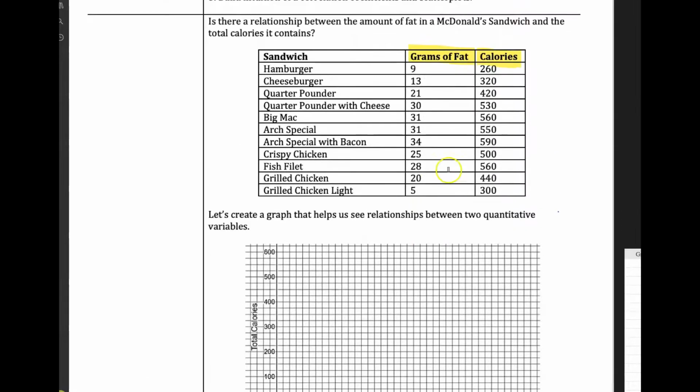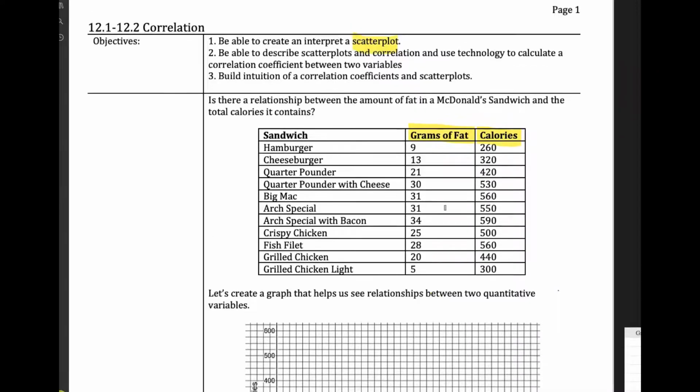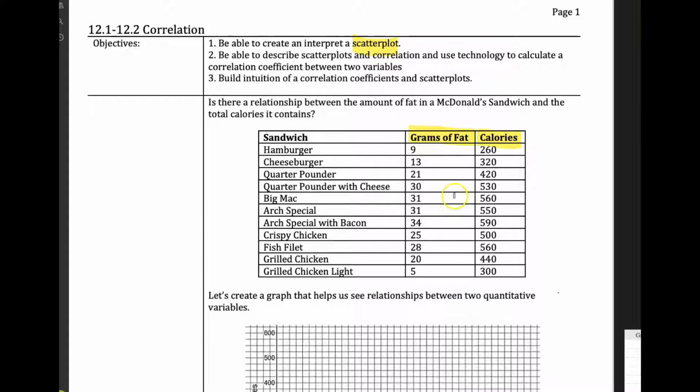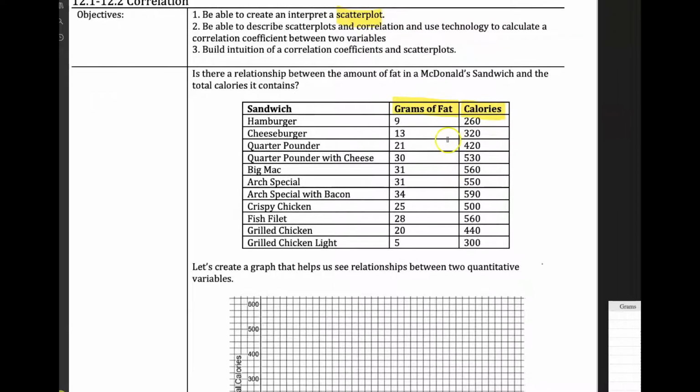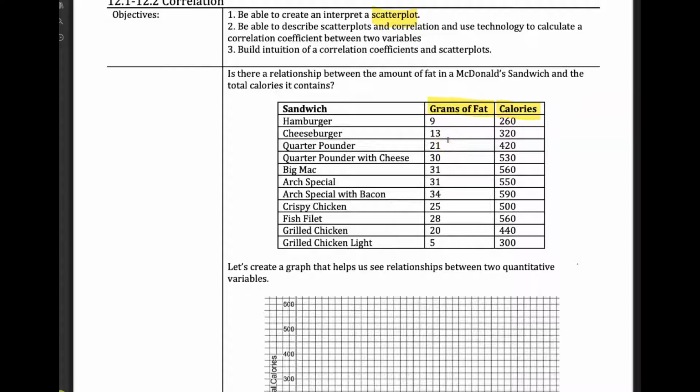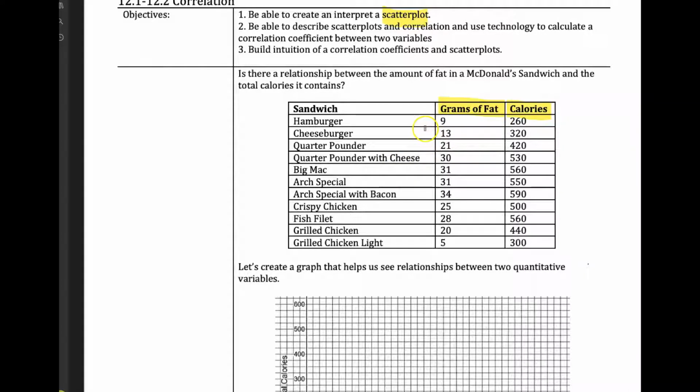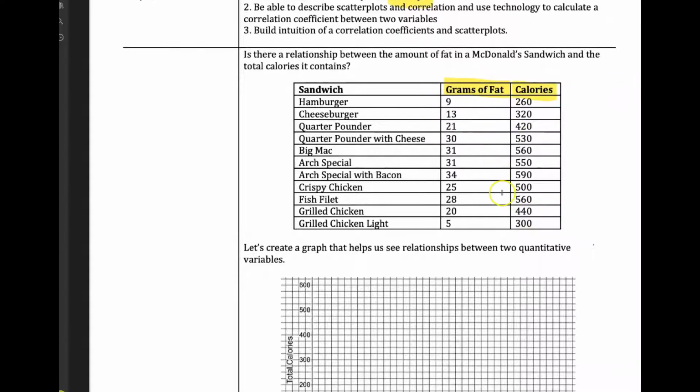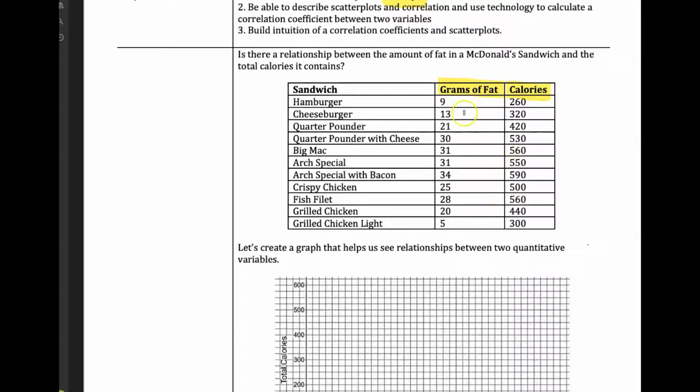One way to do that is to create a scatter plot. The scatter plot shows you the story of the relationship, or that's what we're hoping. Here's an example. Many people are health conscious and think about the relationship between grams of fat in food and the calories. We're curious: is there a relationship between grams of fat and calories? More fat means more calories, or vice versa, or no relationship.